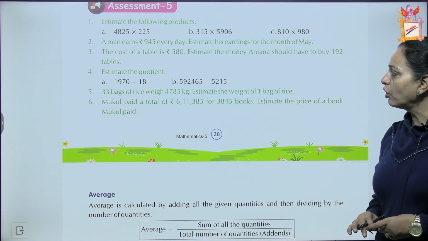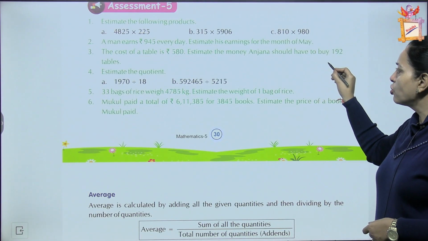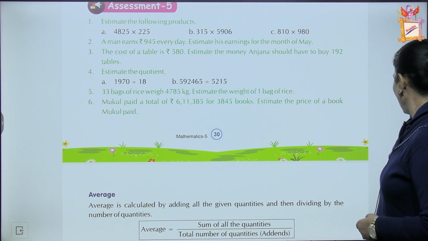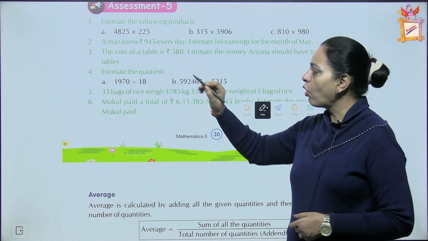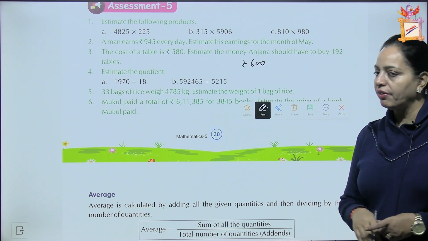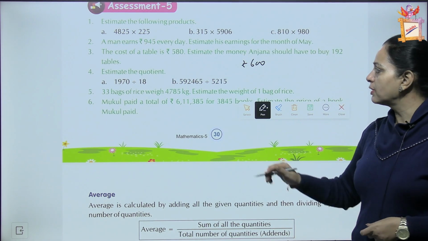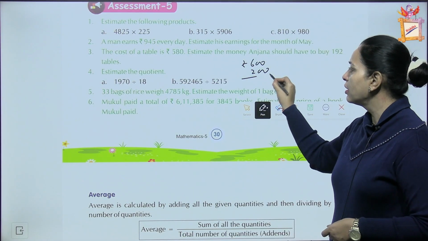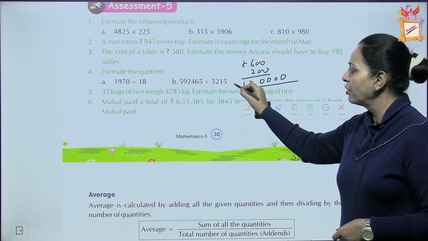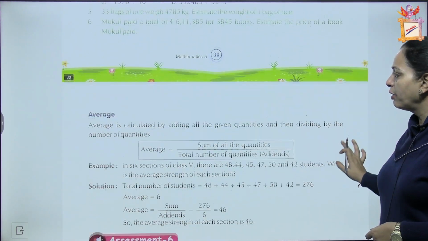Similarly, like third question, the cost of a table is rupees 580. Estimate the money Anjana should have to buy 192 tables. So rupees 580 is the cost of one table. It means cost of one table is rupees 600. And Anjana should have to buy 192 tables, means around 200 tables. So what is the amount she has to pay? This much. Okay, I hope this is clear to you. Similarly, you can try remaining parts.